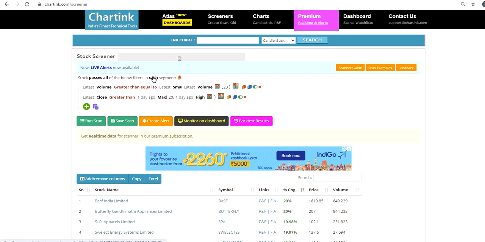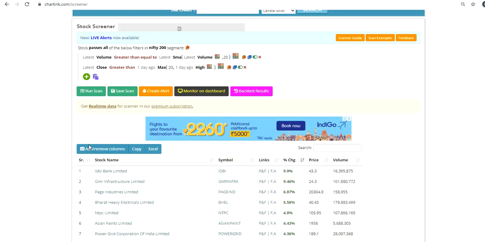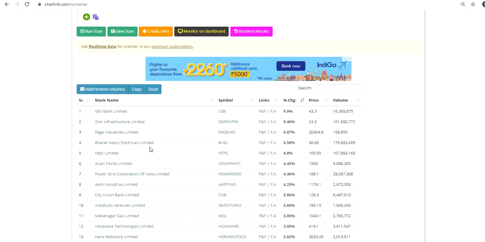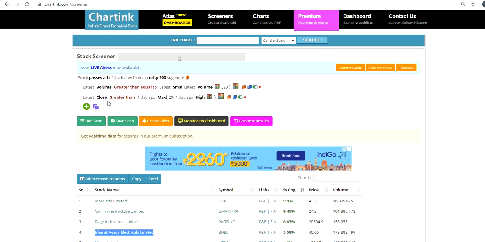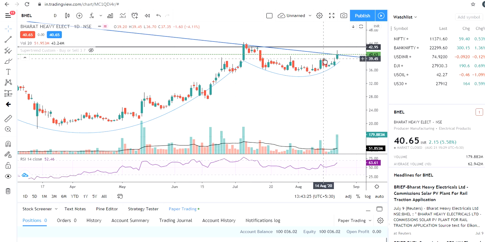Now I'll change this to get a lesser number of stocks, and I want more liquid stocks. Okay, so Bharat Heavy Electricals, you can see, is already coming here, which is satisfying both the volume and the price criteria. If you notice here, if you see all the candles' highs, 1, 2, 3, 4, 5, 6, you can see over 2 or 3 weeks whatever the high was, the current candle is higher than that.